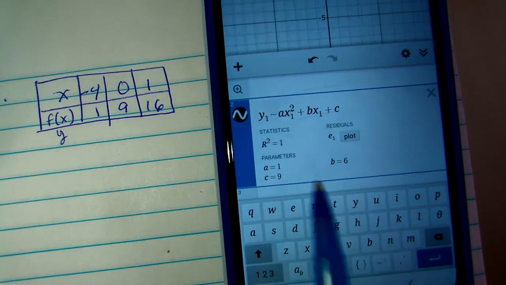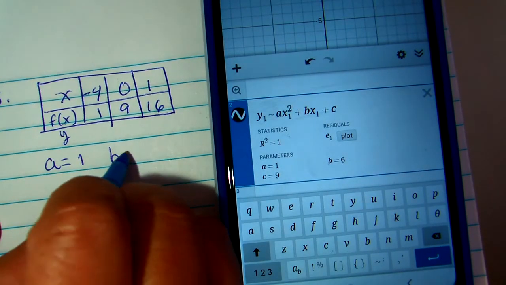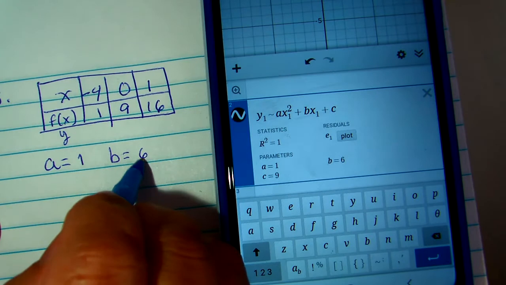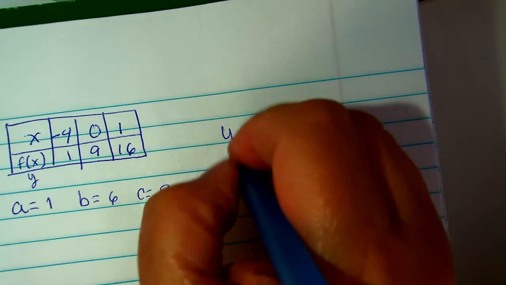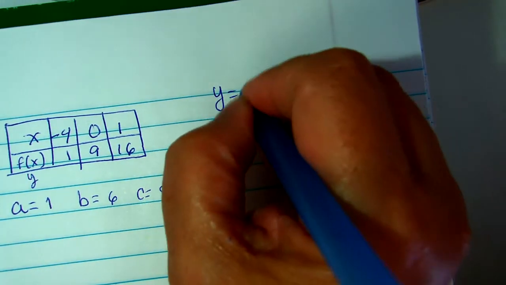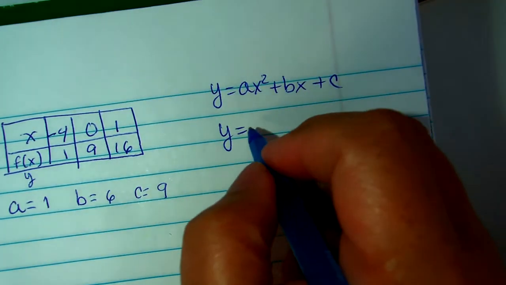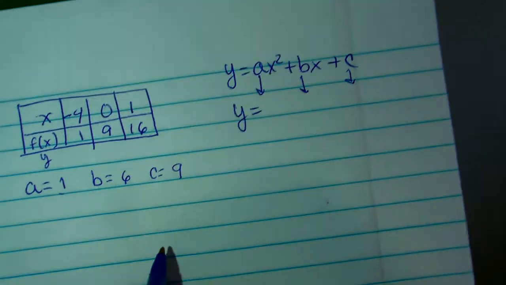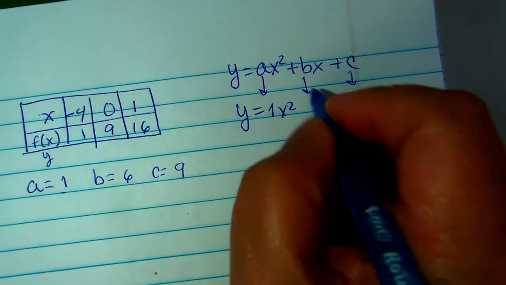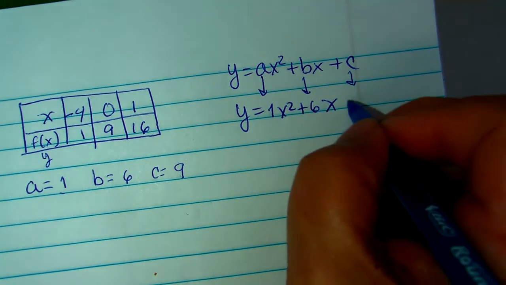So let me write them down. A is a 1, B is a 6, and C is a 9. Okay, so we write the equation. The equation is going to be y equals ax squared plus bx plus c. Remember we're substituting for the a, the b, and the c. The a is a 1, so we have 1x squared. The b is a positive 6, so it's plus 6x. And the c is a 9, so it's plus 9.